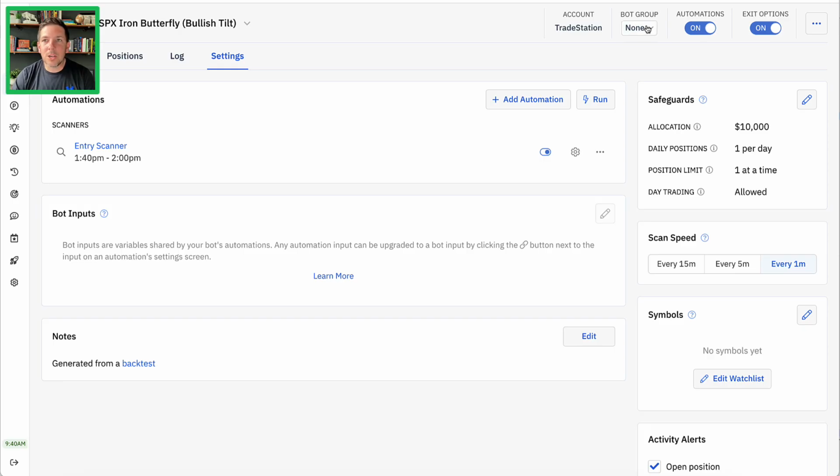So this is going to be a new one. We're going to put this into my 0DTE bot group so I can look at all the 0DTE trades that I'm doing in one single group for analysis and for tracking. But this one's running now.